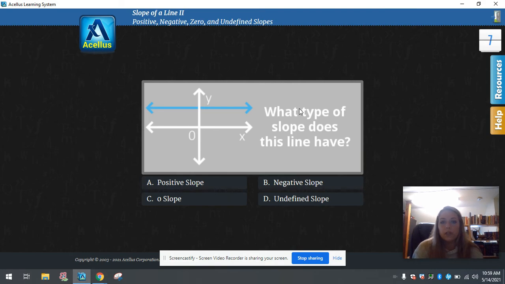So our first question asks, what type of slope does this line have? So this line is a horizontal line, and that would have zero slope.